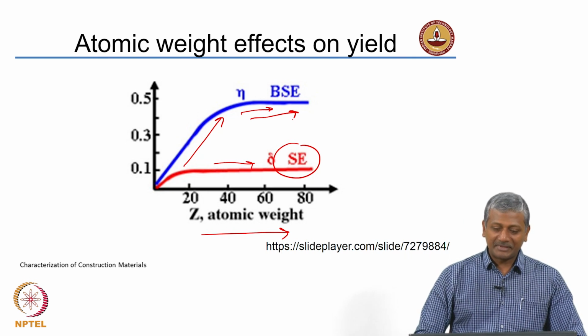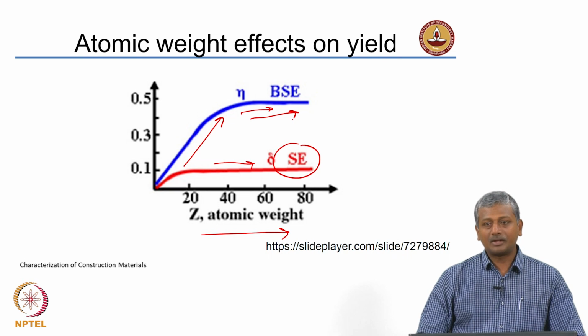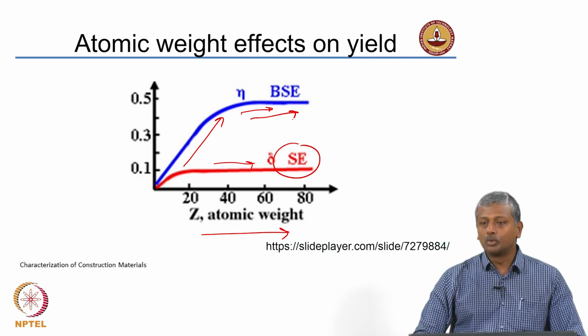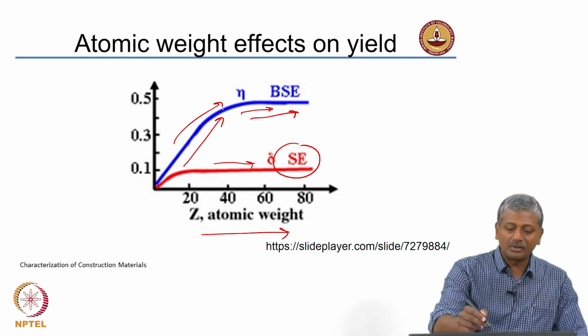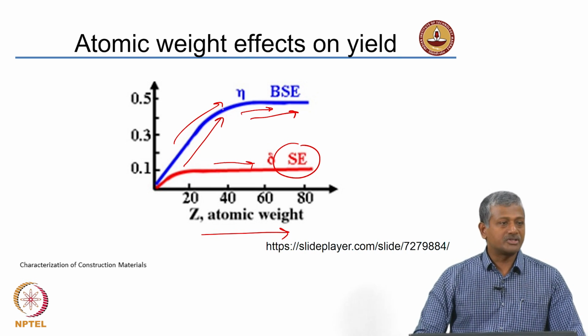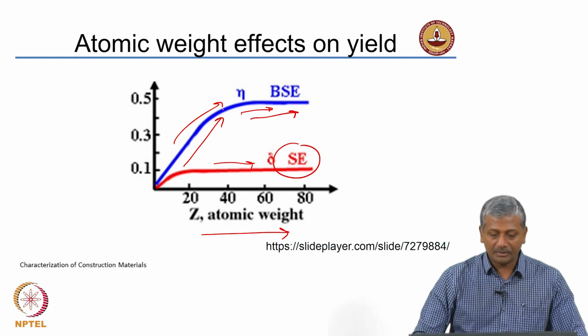Okay. And the yield is related to the atomic weight by a polynomial function, a third order polynomial, you have a z cube sort of behavior. So, this is not really a simple function to track. That polynomial function gives approximately the dependence of the backscattered electron yield on the atomic weight.